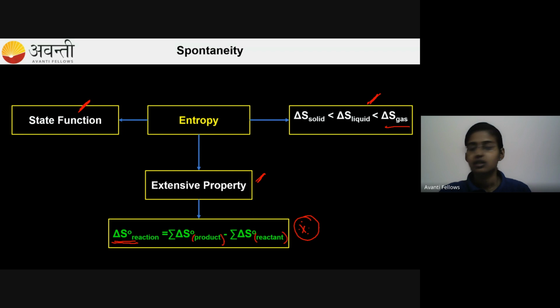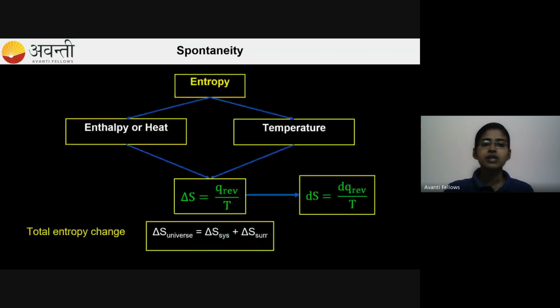Okay, so coming to the next point, entropy. Entropy can be calculated using the heat and temperature. If we know these two, we can find the change in entropy using this formula: delta S is equal to Q of the reversible process divided by T. Q is nothing but heat, right? And T is the temperature.